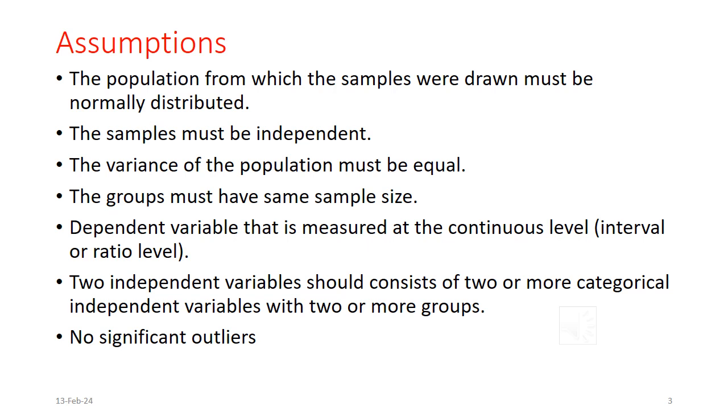A dependent variable should be measured at a continuous level, interval or ratio level. The two independent variables should consist of two or more categorical independent variables with two or more groups. No significant outliers should exist.